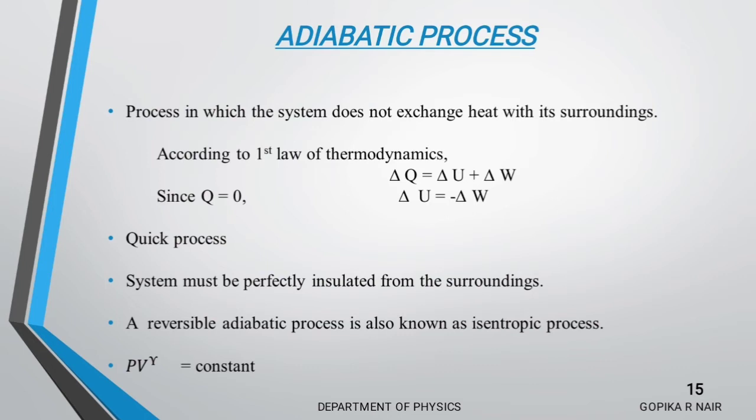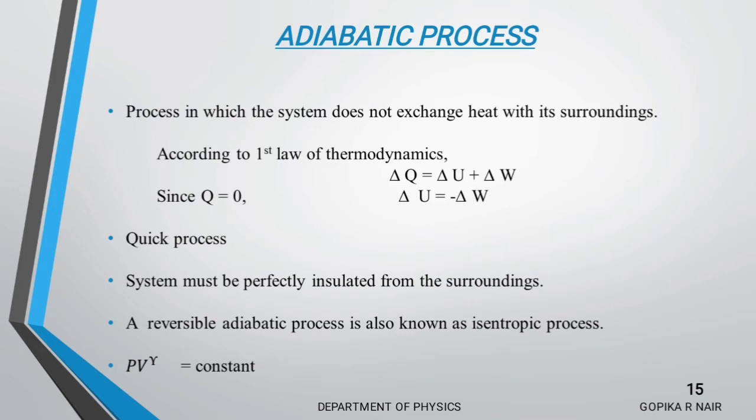So the equation for the first law of thermodynamics, delta Q is equal to delta U plus delta W, here becomes delta U is equal to minus delta W. From this equation, it is clear that if work is done by the system, the internal energy of the system decreases by the amount of work, and also if work is done on the system, the internal energy of the system increases by that amount.